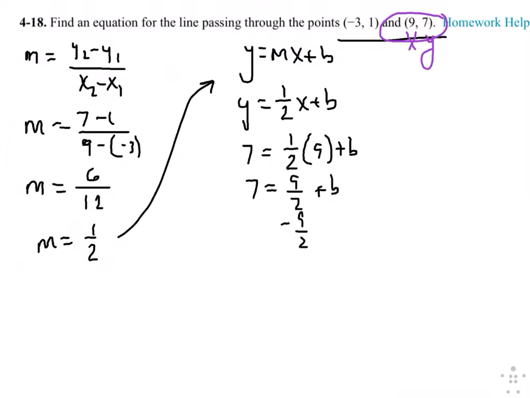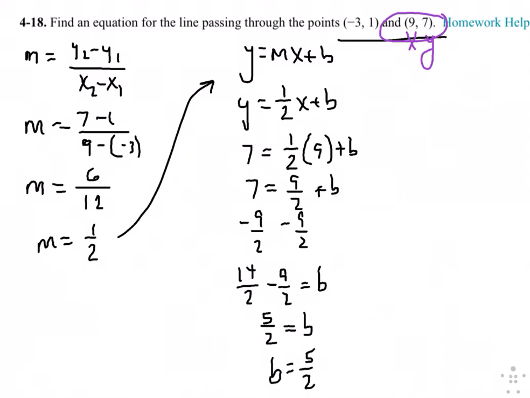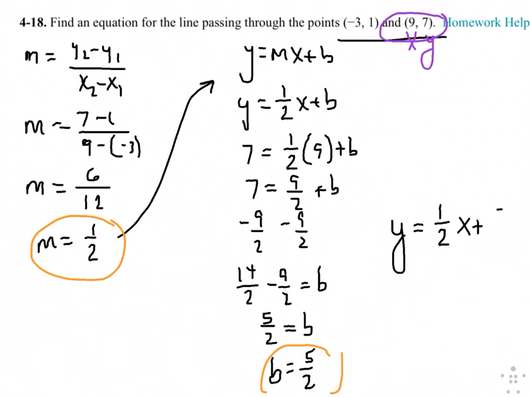Subtract 9/2 from both sides. So I have 14/2 minus 9/2 equals b. So that's 14 minus 9 is 5/2 equals b. So b equals 5/2. So I could use 2 pieces of information, right? I can use b equals 5/2 and m equals 1/2 to write the equation in the form y equals mx plus b. So it's y equals m, which is 1/2, x plus b, which is 5/2, and there's the equation written in slope-intercept form.